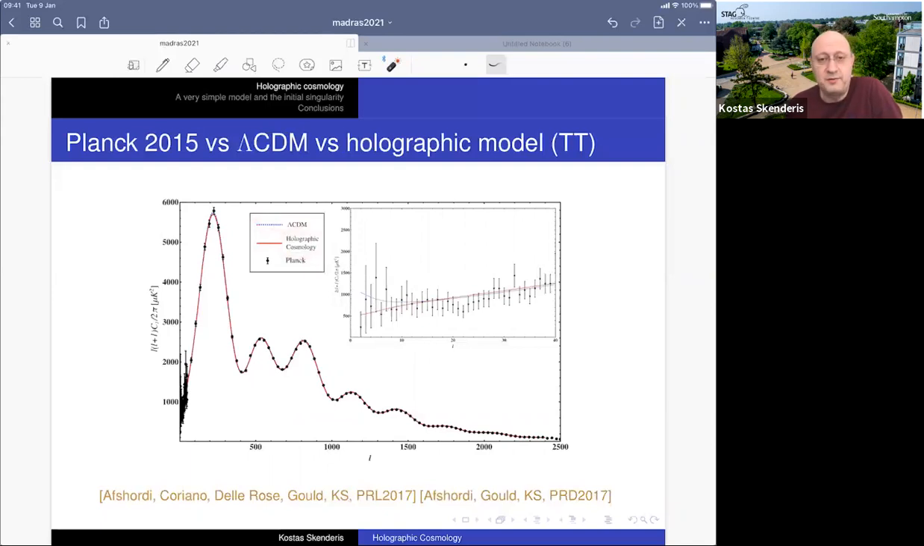I will become more quantitative as we move on in the talk. In this inset, I have the low L region, and you can see around L equals 20 the dip in the data. No current description explains the low L data well. It's about a 2 sigma deviation.